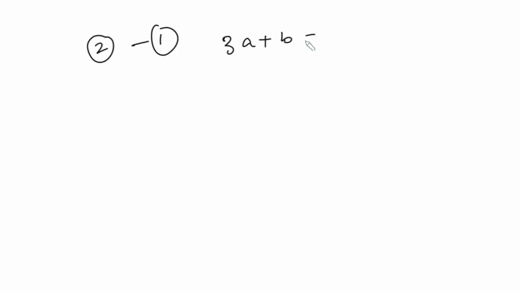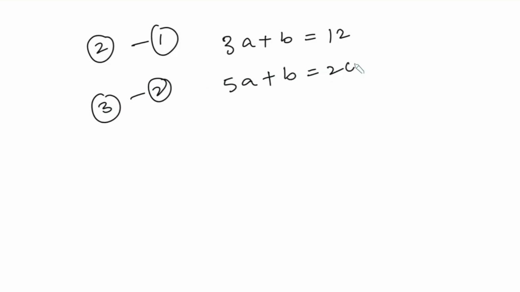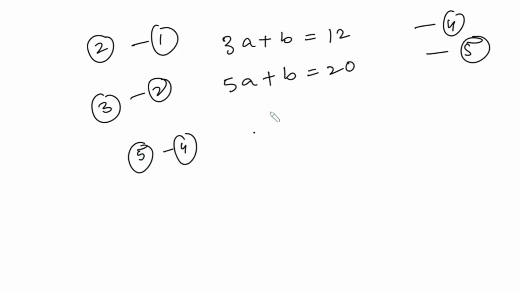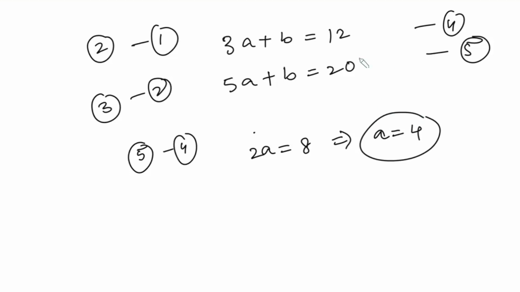If we subtract equation 1 from equation 2, we get 3a plus b is equal to 12. And subtracting equation 2 from equation 3, we get 5a plus b is equal to 20. We can call these two new equations equation 4 and 5. If I subtract equation 4 from equation 5, we will get 2a is equal to 8, or a is equal to 4. Now using this value of a in equation 4 or equation 5, we will get the value of b as 0.